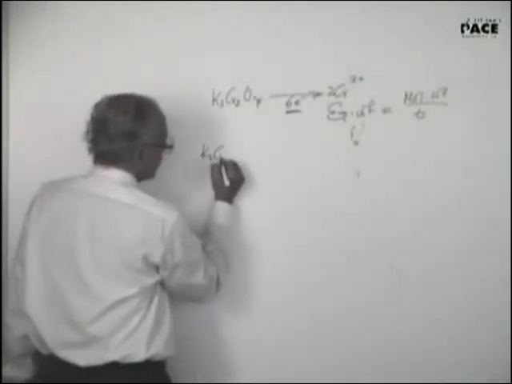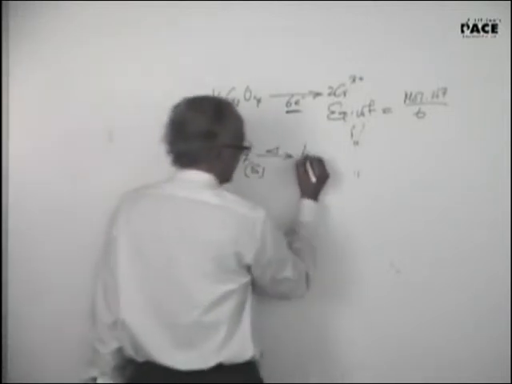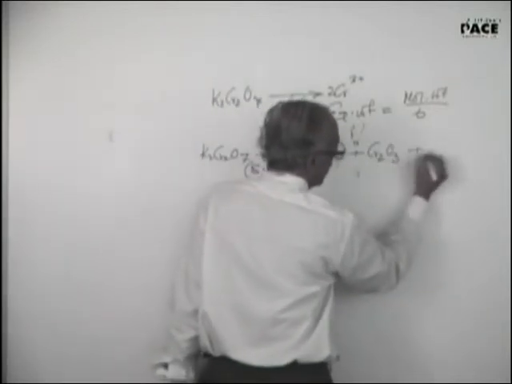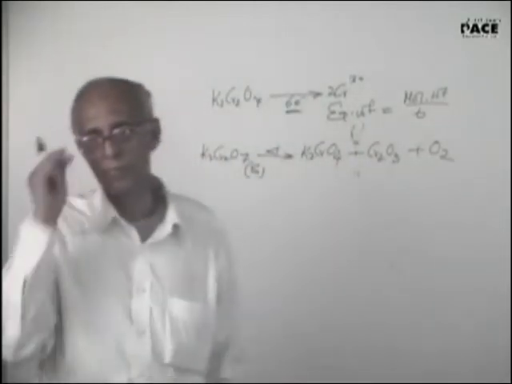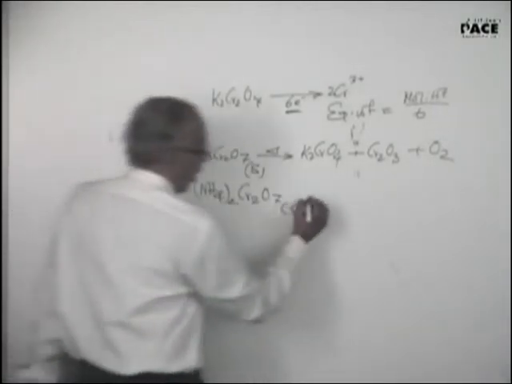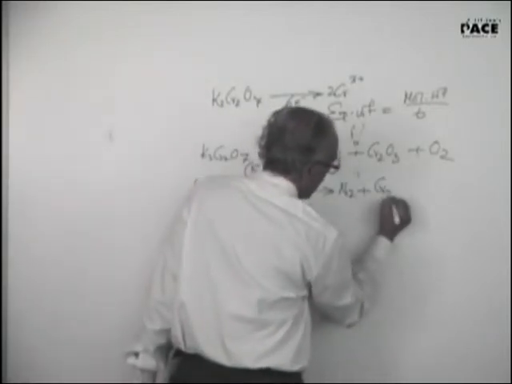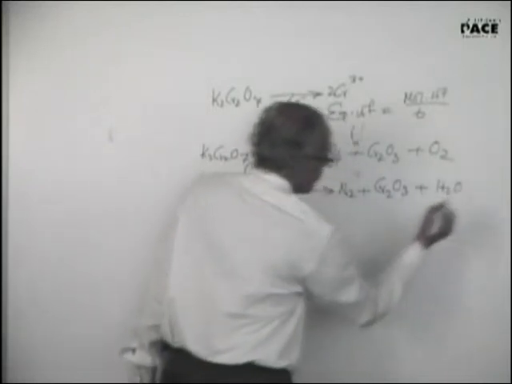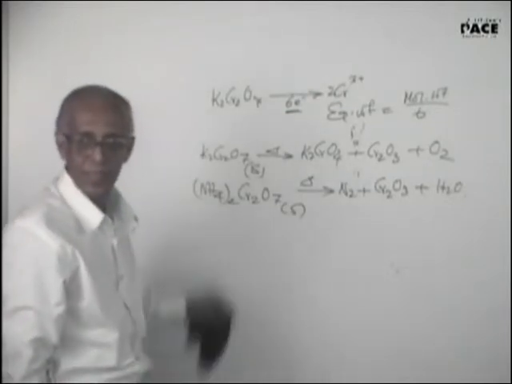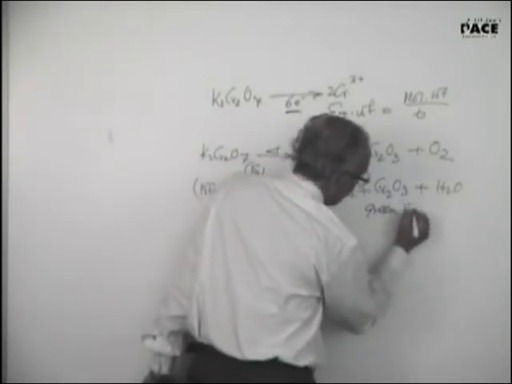Potassium dichromate on heating. Solid potassium dichromate on heating gives potassium chromate, chromic oxide, and oxygen. But ammonium dichromate on heating gives nitrogen, chromic oxide plus water. This is a very, very important reaction. This reaction is called the green volcano reaction.